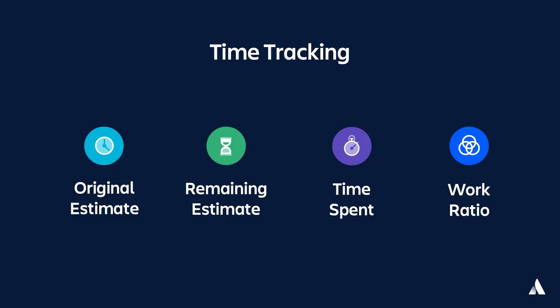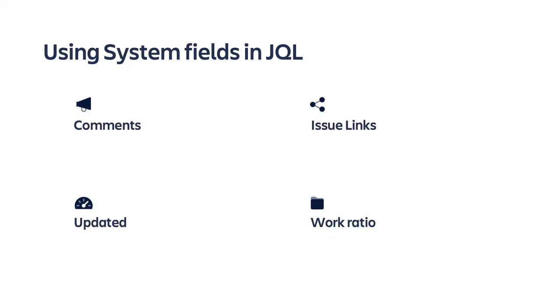The fourth field, work ratio, helps you determine the ratio between logged and originally estimated time. It's a useful field that quickly helps you see which issues are exceeding the time estimated to them. This field can be referenced in reports, dashboard gadgets, or via advanced search or the issue navigator. System fields support your management of issues through JQL searches.